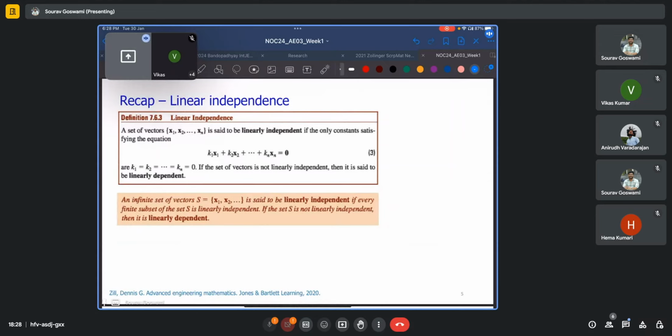The definition of linear independence was also covered in the lectures. A set of vectors, say x1 up to xn, which is countable and finite, is said to be linearly independent if and only if the only constants satisfying the equation k1x1 plus k2x2 plus k3x3 and so on till knxn equals 0 are those where each of the coefficients is equal to 0 itself. What does it imply? This implies that there is no set of coefficients for which a linear sum of all the vectors multiplied by the coefficients will equal the zero vector.